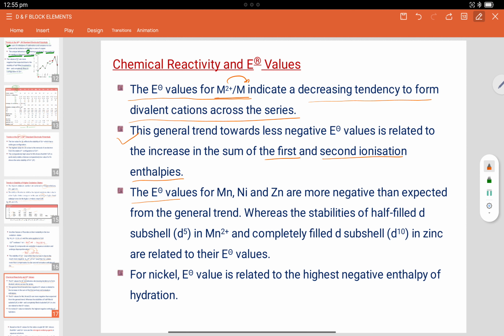The E naught values for manganese, nickel and zinc are more negative than expected from the general trend, whereas the stabilities of half-filled d and completely filled d subshell in zinc are related to the E naught value. For nickel, the E naught value is related to the highest negative enthalpy of hydration. So these are the theoretical points you have to focus on.